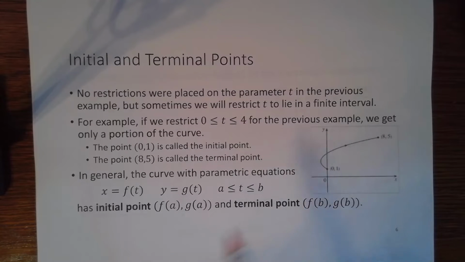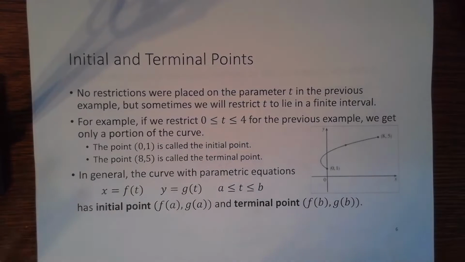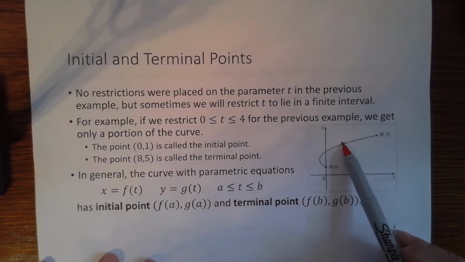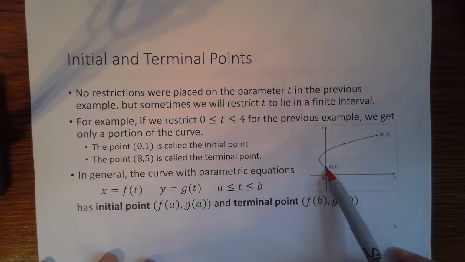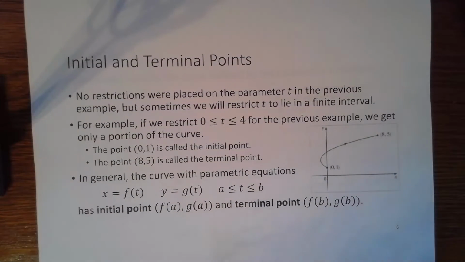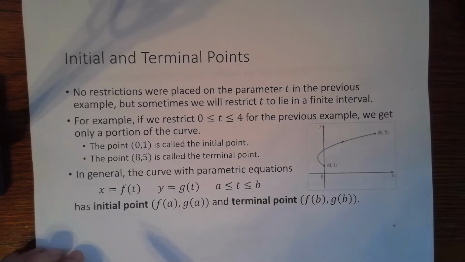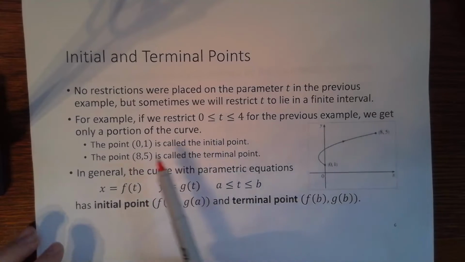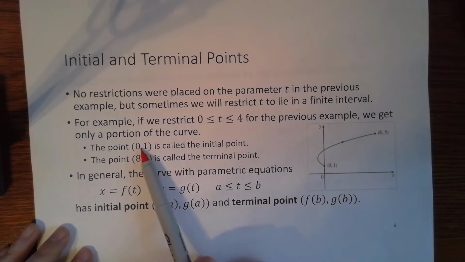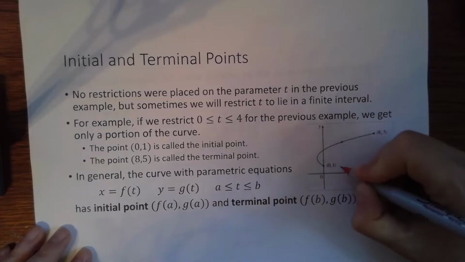So if, for the previous example, we restrict the time from 0 to 4, we just get part of that curve. And you'll see the little arrow on there that shows this is an earlier time, and it moves this direction, and this is a later time. So if we're talking about a closed or finite interval, the very first value, if I pick the lowest value of t and plug that in, whatever point I get is called the initial point. In this case, this is the initial point because this is where it starts.